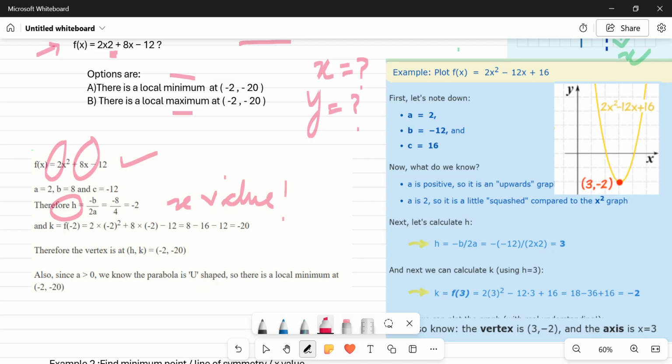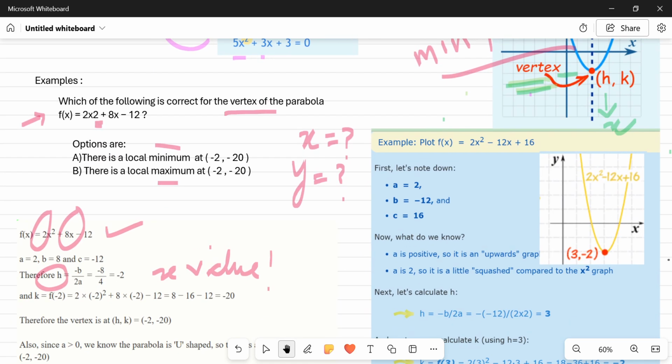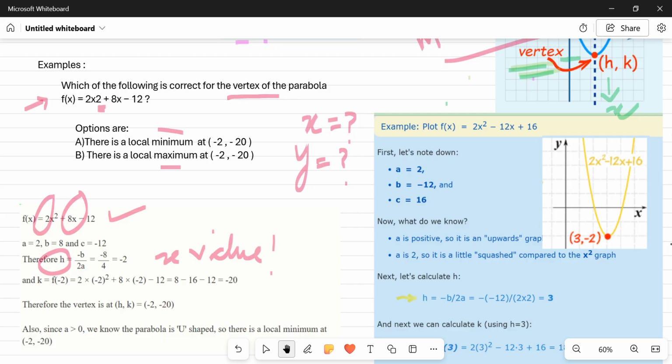There are many names you can use here: the h value, the x value, and the line of symmetry. The formula is minus b over 2a. So now this is minus 2. When we see the diagram, it shows that this is minus 2 here. This is the vertex. So minus 2 is basically the x value.